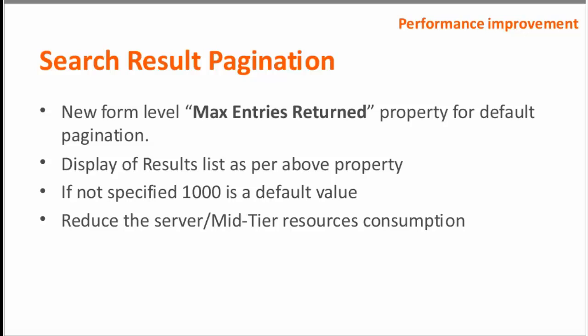We know we have other values, like max entries returned by get list, which always has a default value of 2000. So if you don't define anything, then the system will use 1000 as the default value, and if a result list has more than 1000 records, then they will always come in chunks. They will never come in a single page. By this we reduce server or Midtier resource consumption. It reduces on both sides, server side and browser side, because on the browser side you need to render less data in a result list.